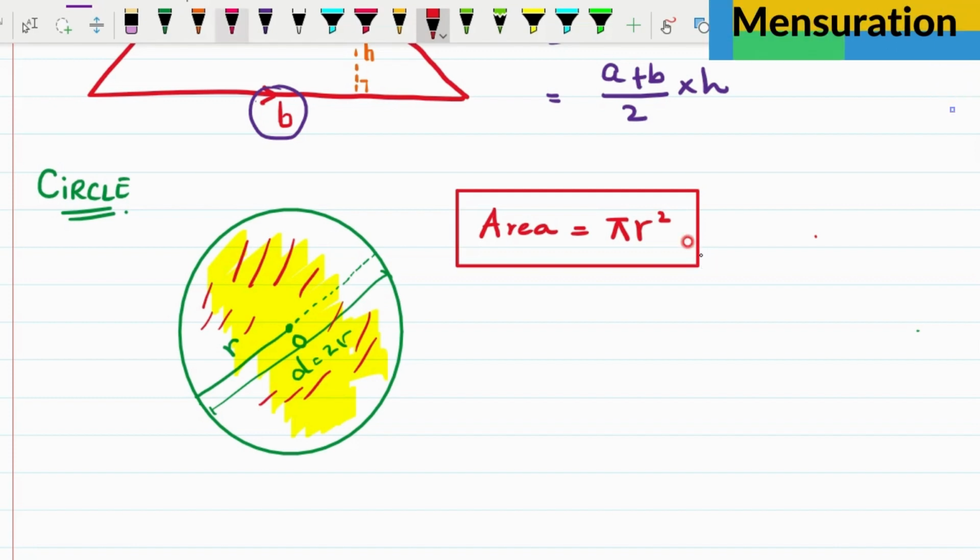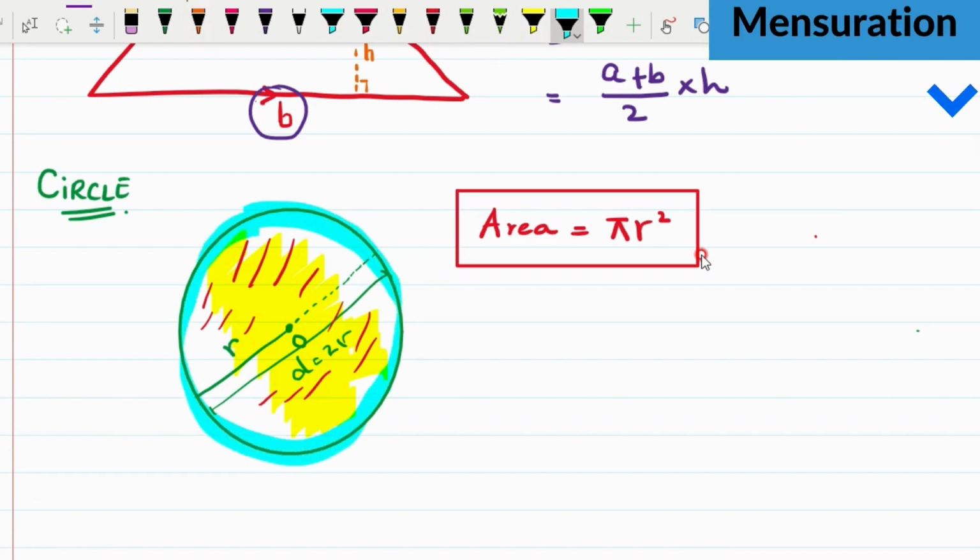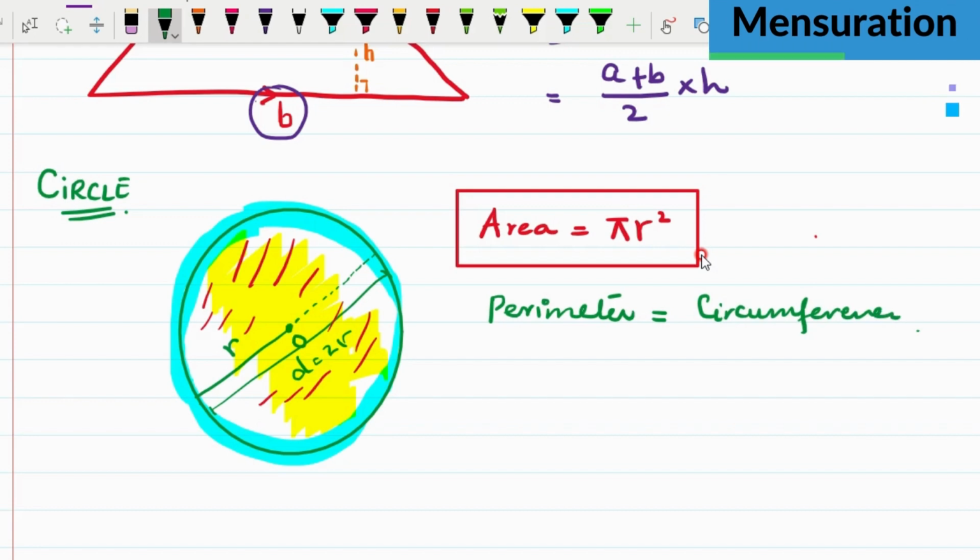But what is the distance around the shape? Means this one. How can we find the distance of this boundary? That is called perimeter. Perimeter is normally what we calculate of all the sides. So basically perimeter and the circumference of a circle are the same. And that is 2 pi r.